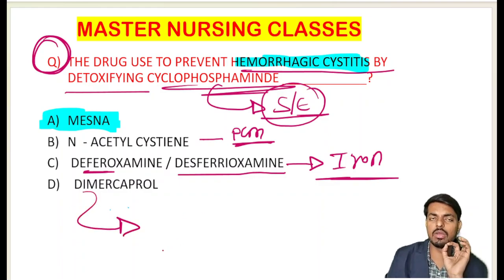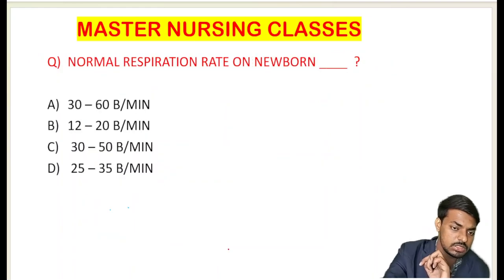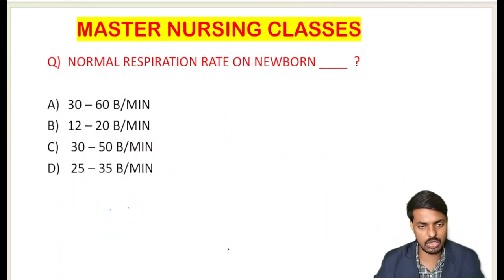And dimercaprol is the medicine we give to treat the toxicity of lead poisoning. Students, very important: which drug do we give to treat lead poisoning? That is dimercaprol. For iron overload, deferoxamine. For paracetamol, N-acetylcysteine. To prevent hemorrhagic cystitis by detoxifying cyclophosphamide, it is mesna. This is a very important question that may come in your exam directly with the same concept.